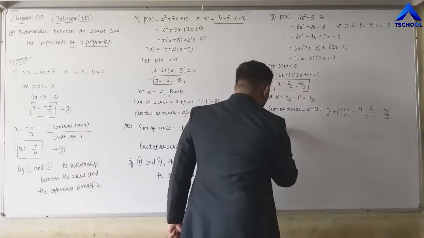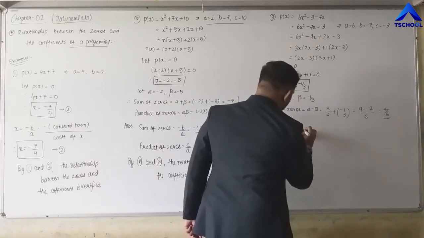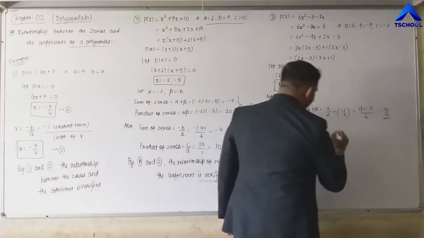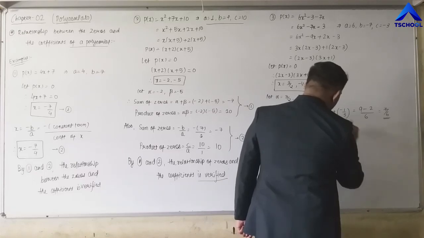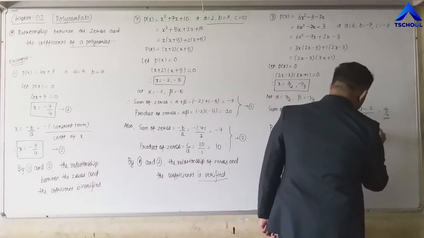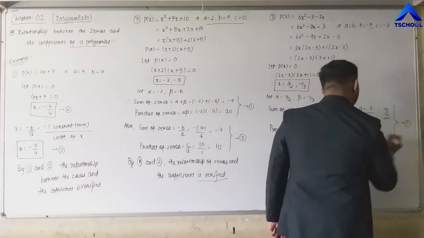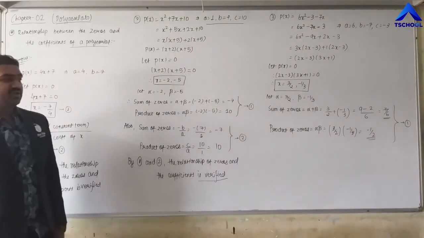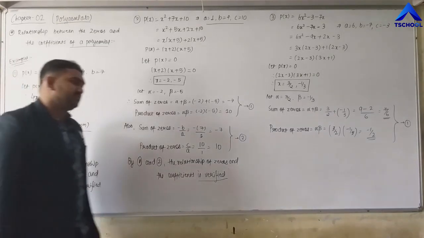And we shall find out the product of zeros. That is alpha into beta. That is 3 by 2 into minus 1 by 3. That is equals to 3 and 3 can be cancelled, and that is minus 1 by 2. Is it clear? So we got the sum of the zeros, that is 7 upon 6, and the product of the zeros, that is minus 1 by 2.